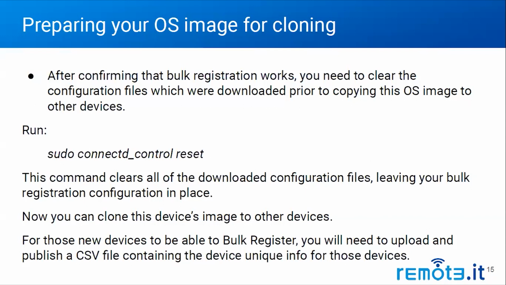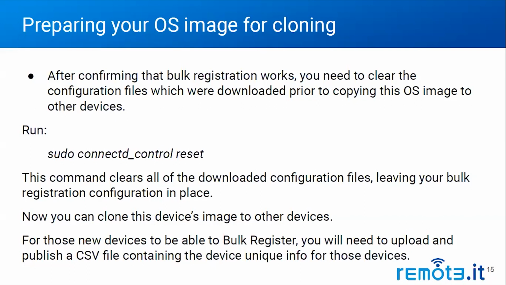In order to do that, you're going to run this command, sudo connectd_control reset, which is equivalent to doing a factory reset on your device. That will clear off all the configuration files that were downloaded. It does leave the bulk registration configuration in place. And by that, I mean the hardware ID, the registration key, and the bulk identification code are all left there, but the configuration files that I showed you downloading in the previous steps are erased. At that point, you can clone this device's OS image to copy onto other devices.